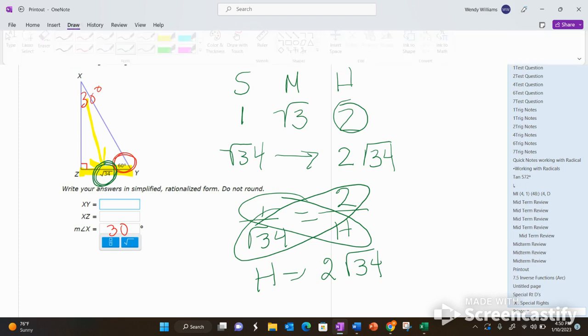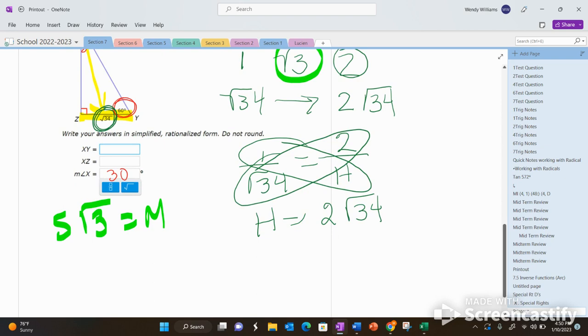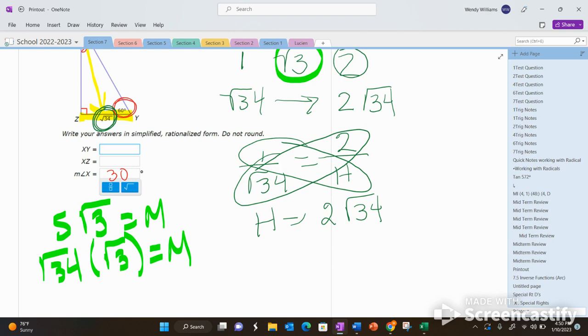Okay, the medium is a multiple of square root of 3 times the small, or the small times square root of 3 equals the medium. Again, we already know what the small is. The small is the square root of 34. So the square root of 34 times 3 equals the medium. Square root of 3 times the square root of 34 is the square root of 3 times 34, which is 102.